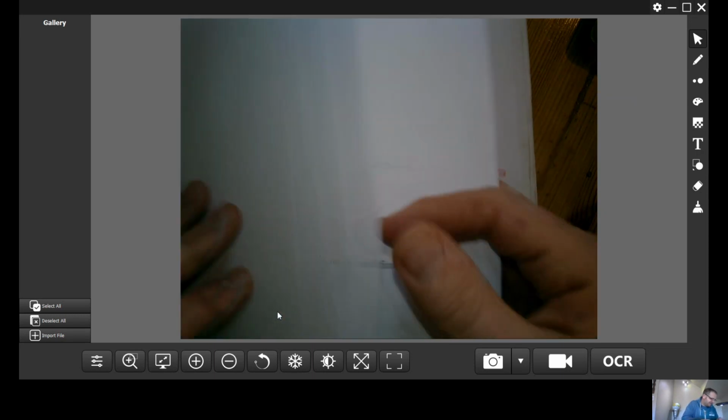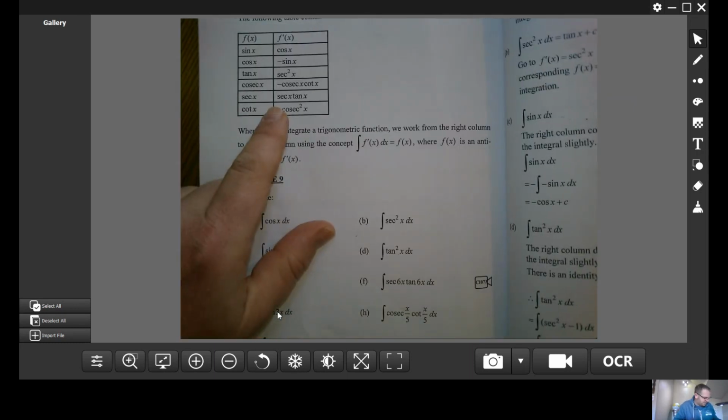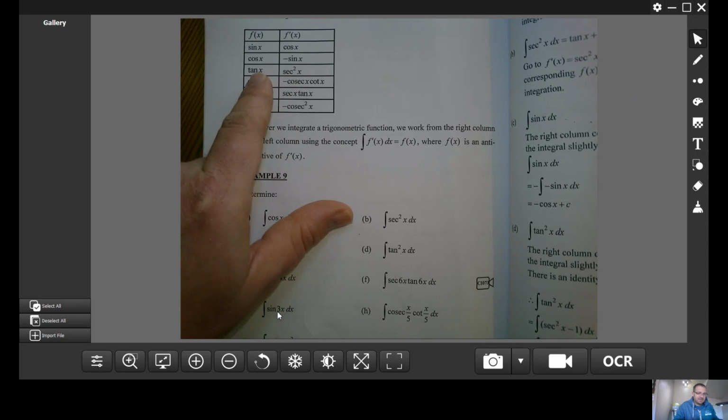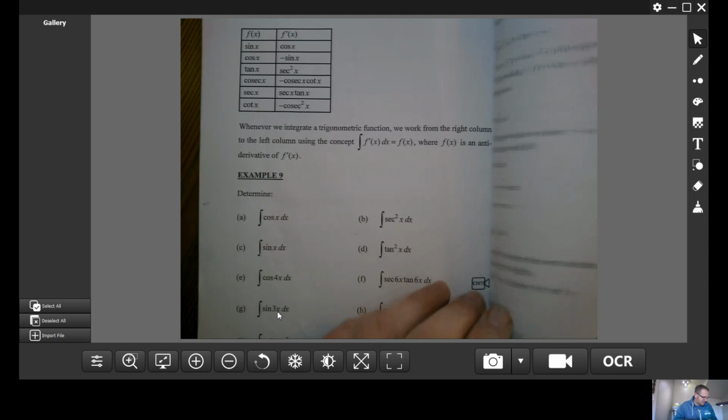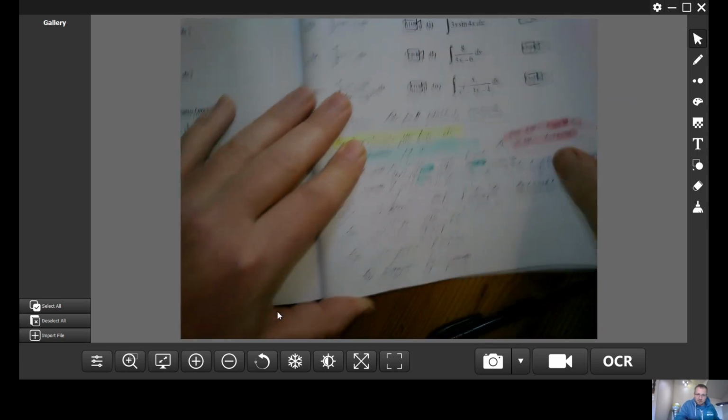Remember, you should have your formula sheet in front of you. Here are the trig ones, which have all of these over here. On page 264, this is showing you that the integral of cosec squared is cot, and the integral of sec squared is tan. Likewise, the integral of sec x tan x is sec x. So you've got to be comfortable going from right to left there. You'll need your information sheet with you as well. Always have that with you.